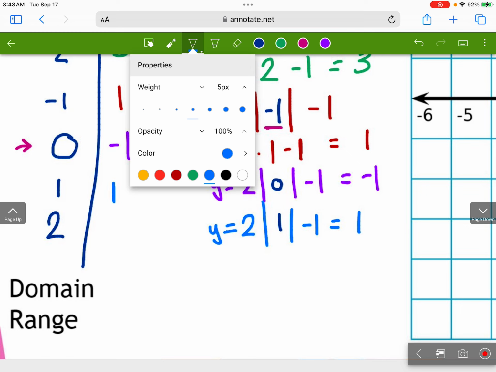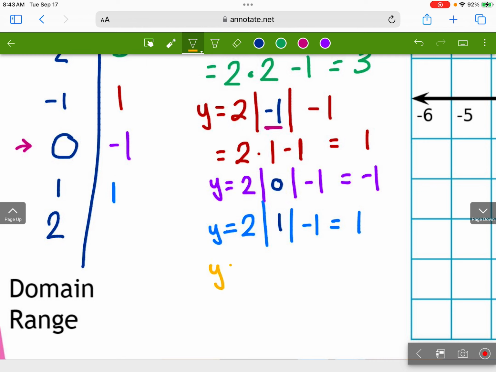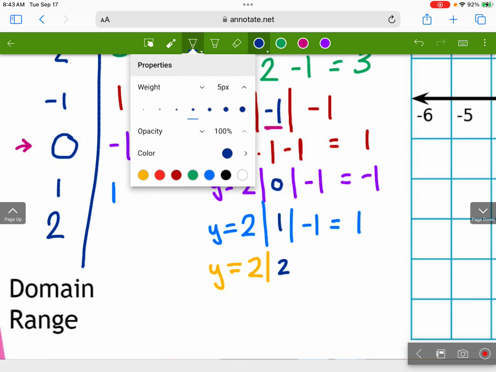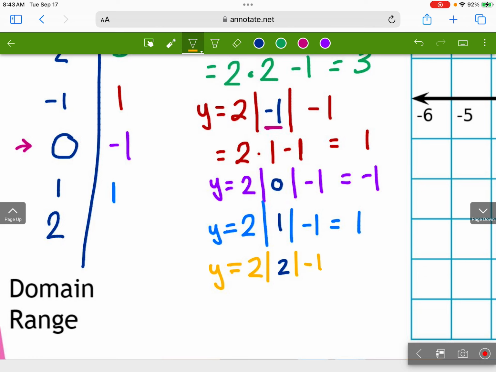One last piece. We have our y equals 2 times the absolute value of positive 2 minus 1. What is the absolute value of positive 2? Times 2 minus 1. 3.